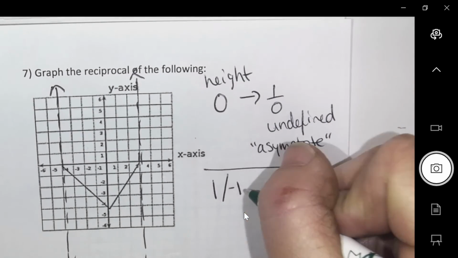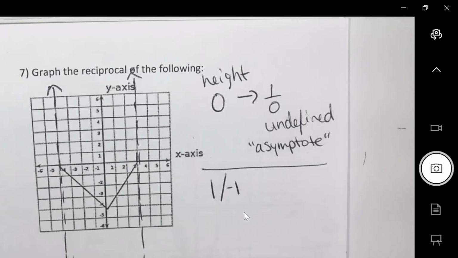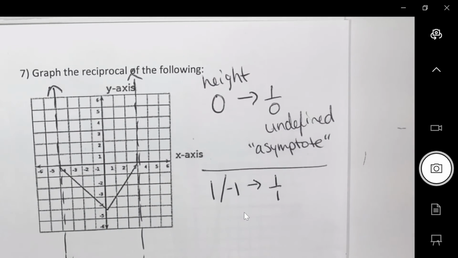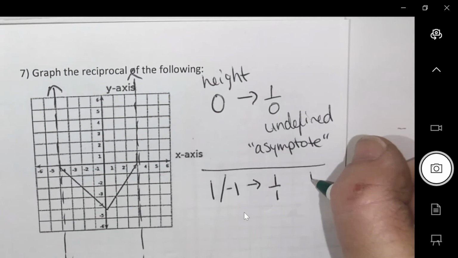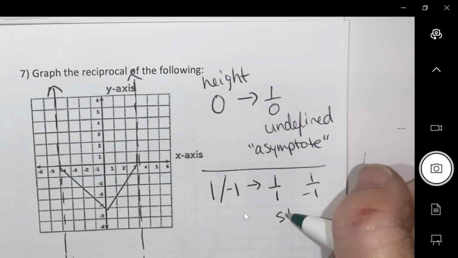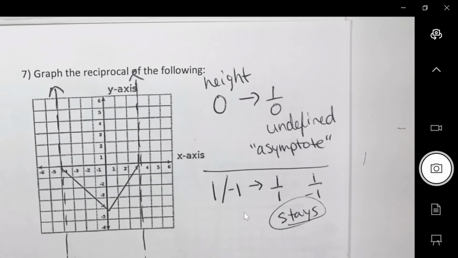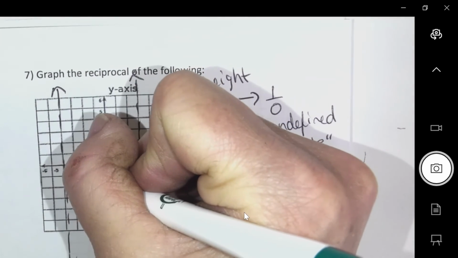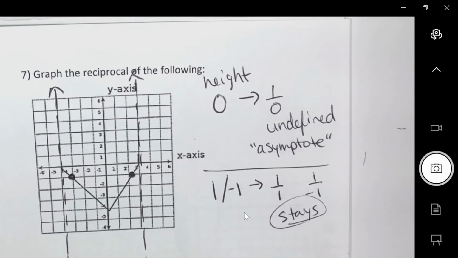Next, I look for heights of 1 or negative 1, because what happens when I reciprocate 1 or negative 1? They stay. They don't do anything. So where would I see those heights? Right here and right here.